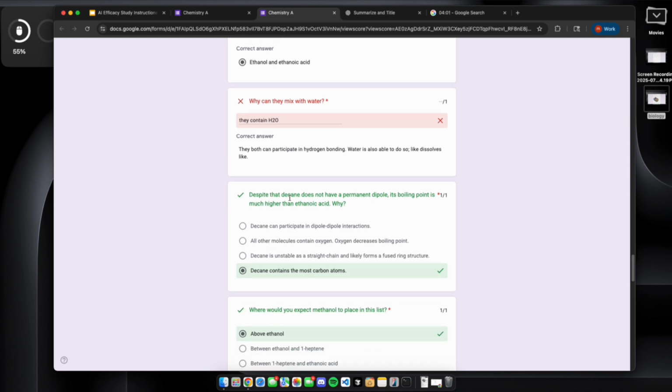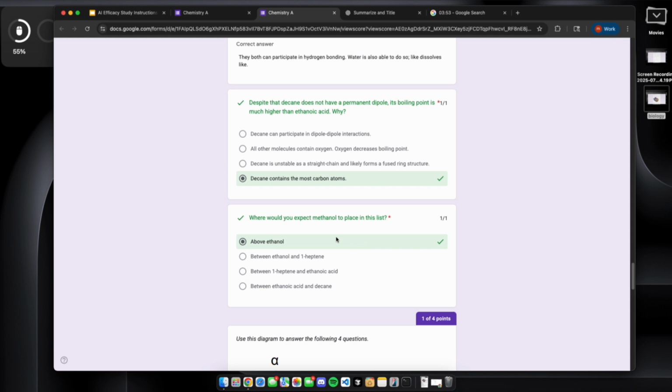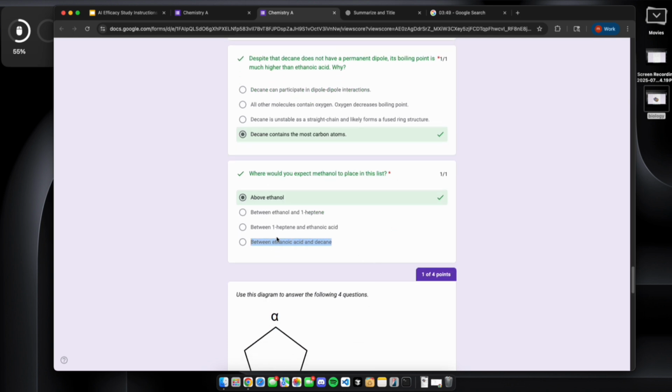Despite that decane does not have a permanent dipole, its boiling point is much higher than ethanoic acid. Does that make sense? Where would you expect methanol to place in the list?